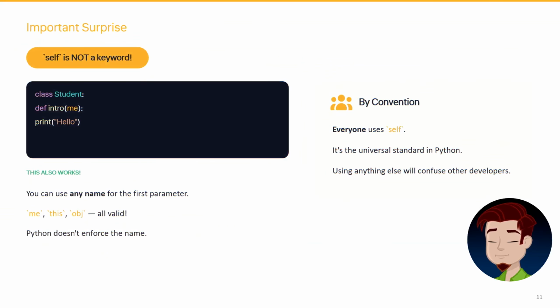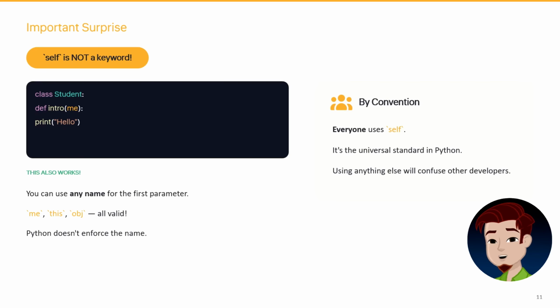Now here's something surprising. Self is not actually a keyword in Python. Technically, you could even write this. Class Student, def intro(me), print hello. And yes, this still works. But by convention, every Python developer uses self.